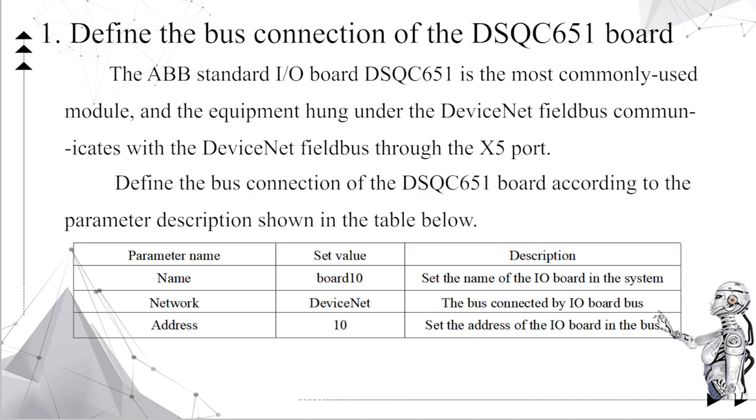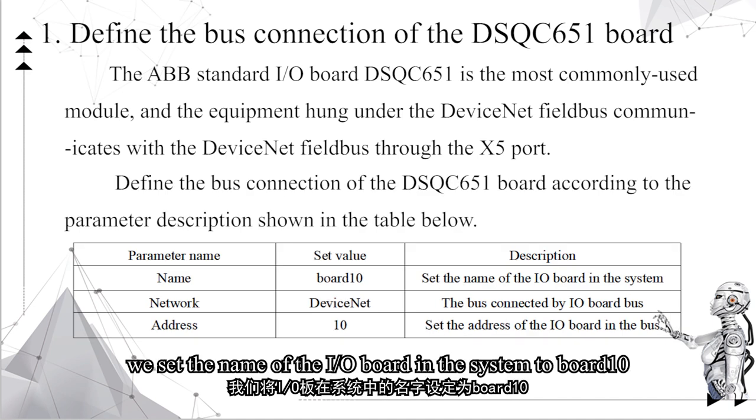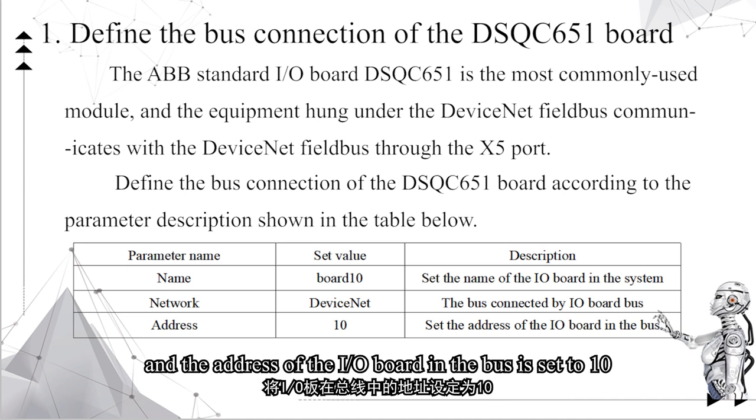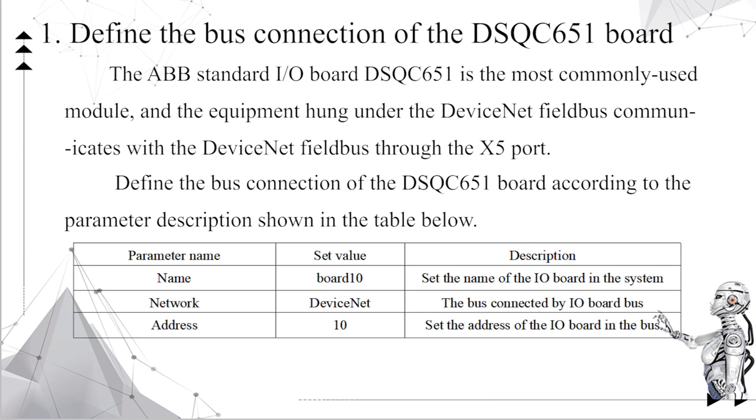For example, we set the name of the I/O board in the system to board 10. The bus connected to the I/O board is set to DeviceNet, and the address of the I/O board in the bus is set to 10.